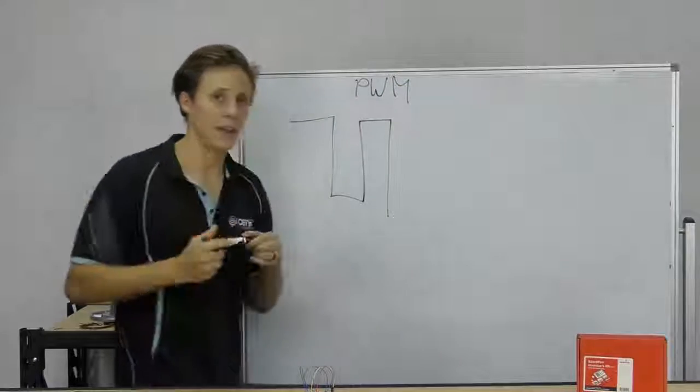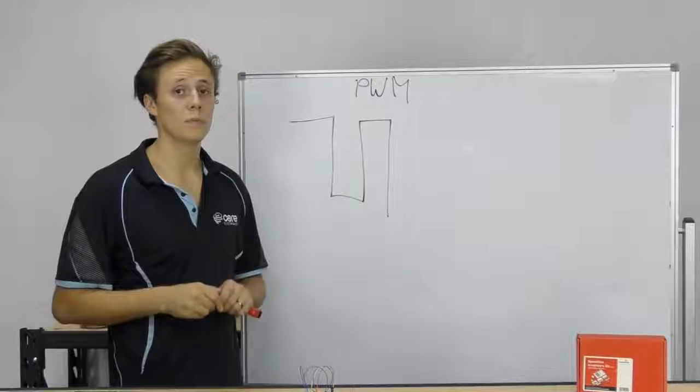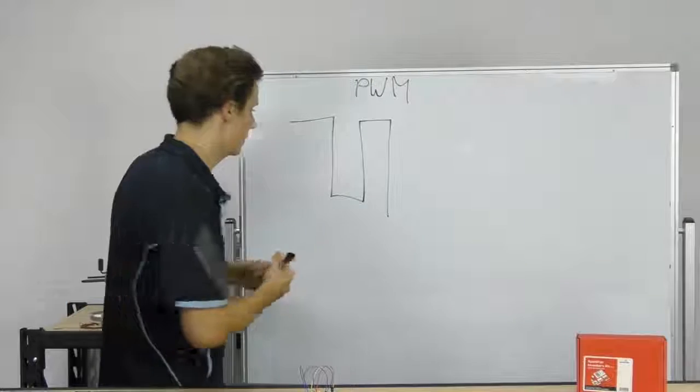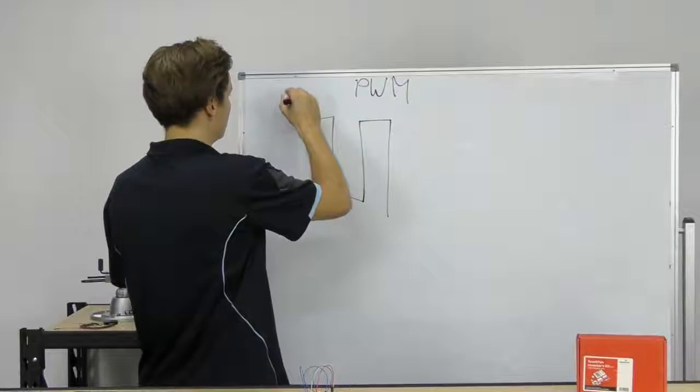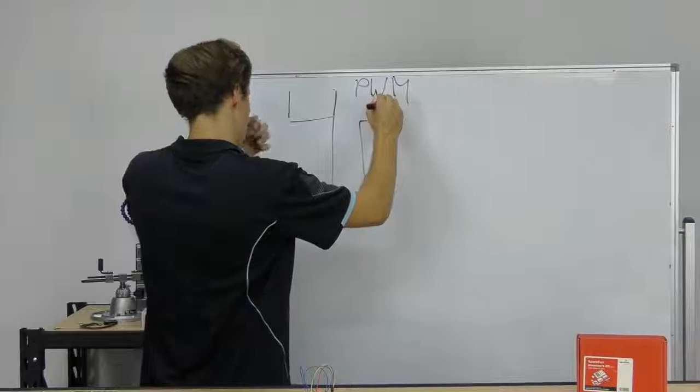Now, PWM has two very important components. It has the duty cycle and the frequency. Now, the duty cycle represents one cycle, which is a constant length.